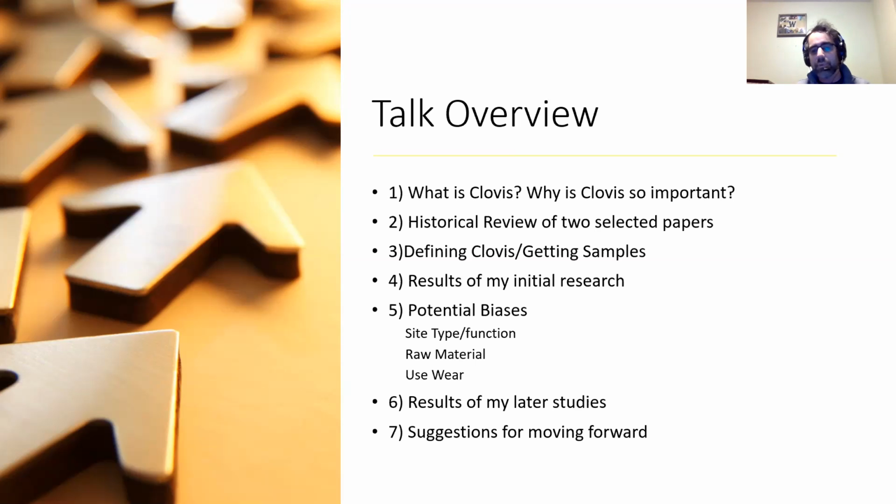Then I'll talk about a couple of the potential biases that people face when doing these big pan-regional studies of Clovis, including site type and function, differing raw material, use wear or life history resharpening. Then we'll take a look at the results of some of my later studies, and then I'll make a few very brief suggestions on how this now very popular field of pan-regional Clovis studies can move forward, in my opinion.